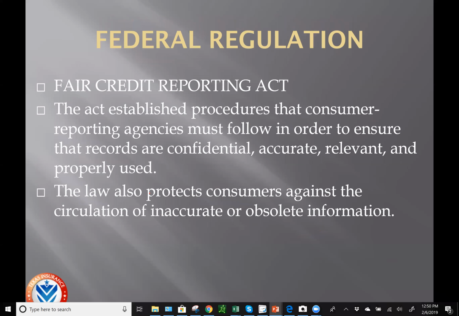Next, we have the Fair Credit Reporting Act. This is federal legislation. It established procedures that consumer reporting agencies must follow to ensure that records are confidential, accurate, relevant, and properly used. Also ensures against the circulation of inaccurate or obsolete information. That's why things have to fall off your credit report after a certain number of years because of the Fair Credit Reporting Act. Now, if you get declined because of information from one of your consumer reports, like a credit report, for instance, you don't go to the insurance company to dispute that information. You have to go to the reporting agency like Experian or Equifax. So you don't go to the insurance company, you go to the reporting agency to dispute any information.